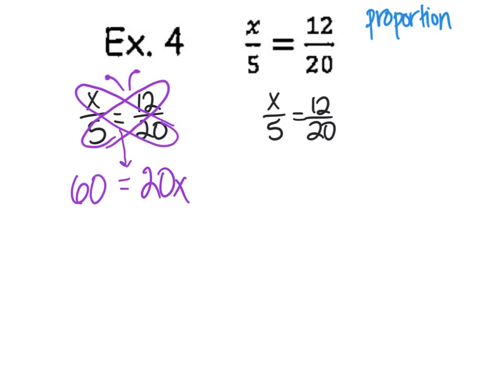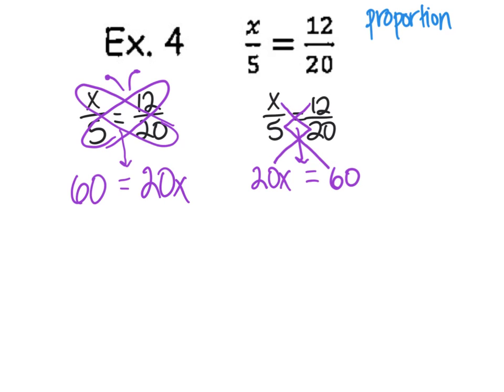Okay, now watch way 2. Way 2 looks like this. X times 20 equals 20x. I make my lines differently. 5 times 12 equals 60. Equal sign goes straight down.